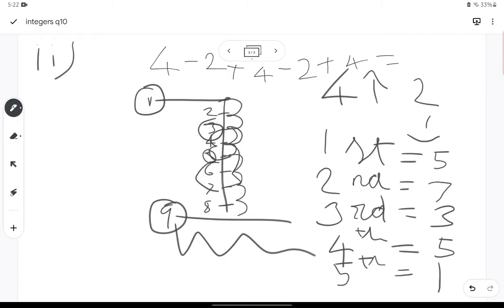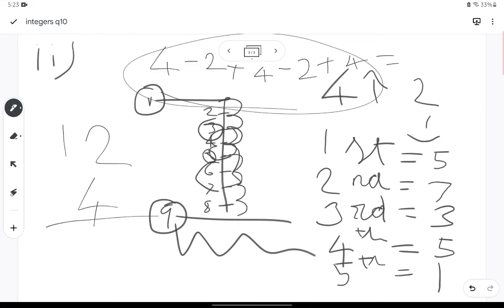We need to add all the positive numbers. So 4 3s are 12. 2 2s are 4. Now we've added all these 4s and all these 2s, and we need to subtract. So 12 minus 4 equals 8. So we've got the answer 8.